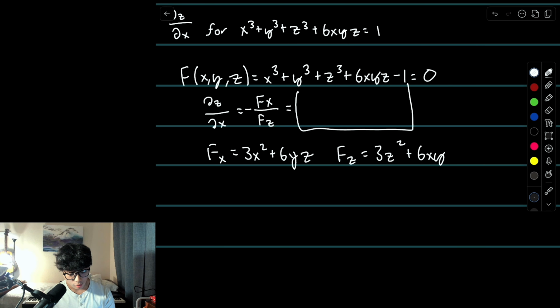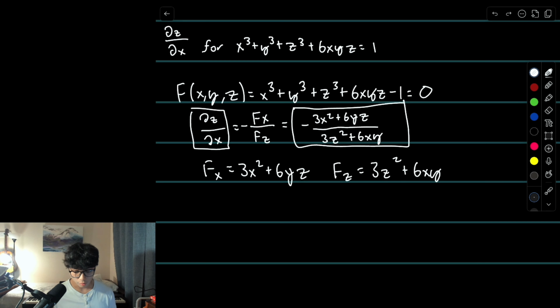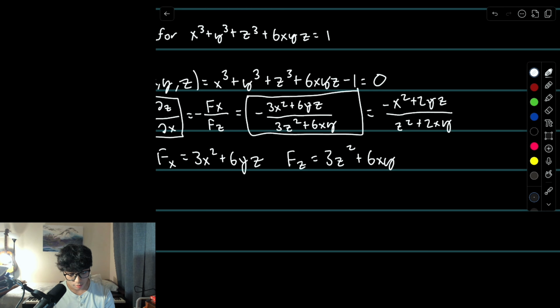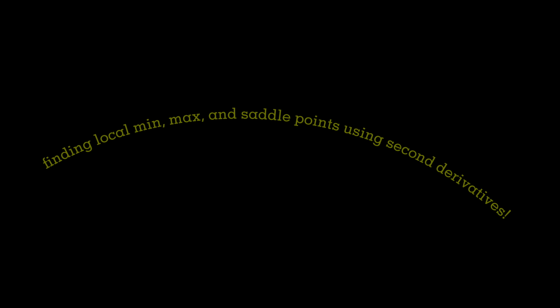Now that we have our missing pieces, we can plug into our box, which overall just gives us -(3x squared plus 6yz) over f sub z, which is 3z squared plus 6xy. And that is our final answer. Very simple. Okay, maybe this isn't our final answer because we can simplify this even further to become -(x squared plus 2yz) over (z squared plus 2xy). Now, if you're wondering how I simplified this, I noticed that you could take a 3 out of each of them, and once you take out that 3, you could just cancel it out, and you are left with these coefficients over here.